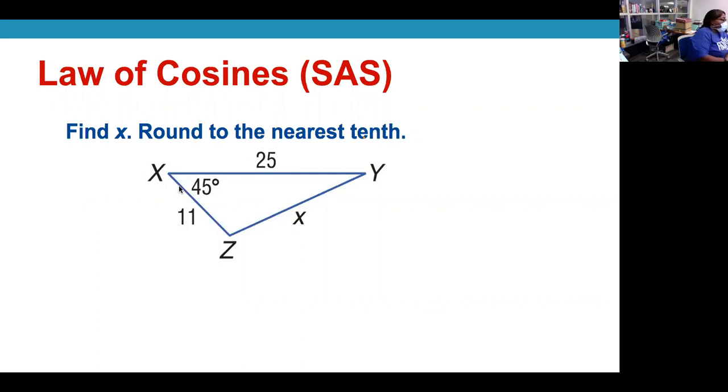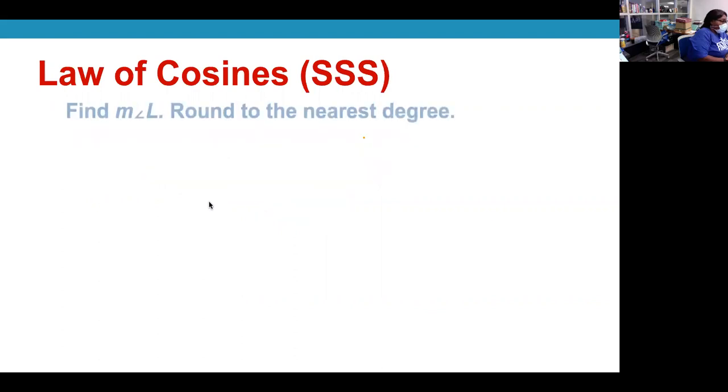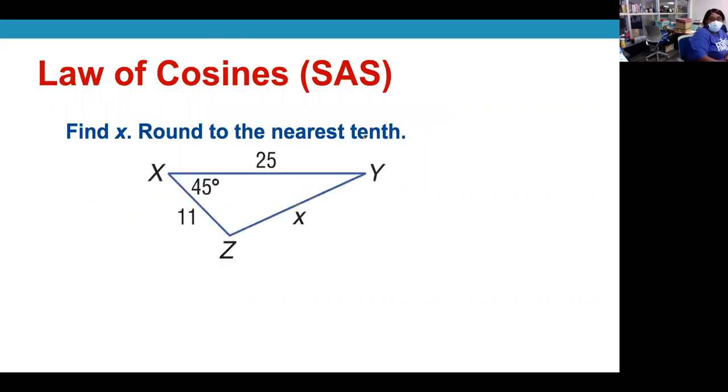I have x and x. I know across from y is going to be y, and then this is z. So this is going to be my little z. Okay, so we need to find x.